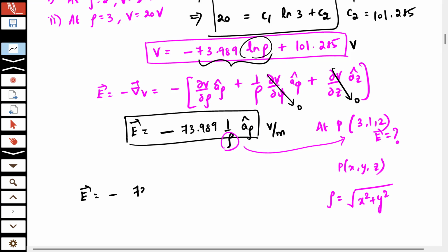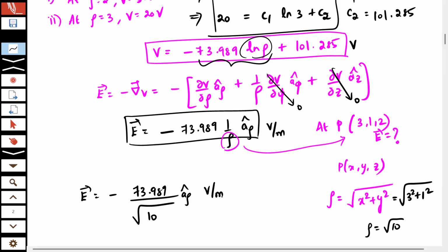So minus 73.989 divided by root of, here x is 3, root of 3 square plus 1 square, which is under root 10. This is rho. So it is 73.989 divided by root 10 A rho cap volt per meter.